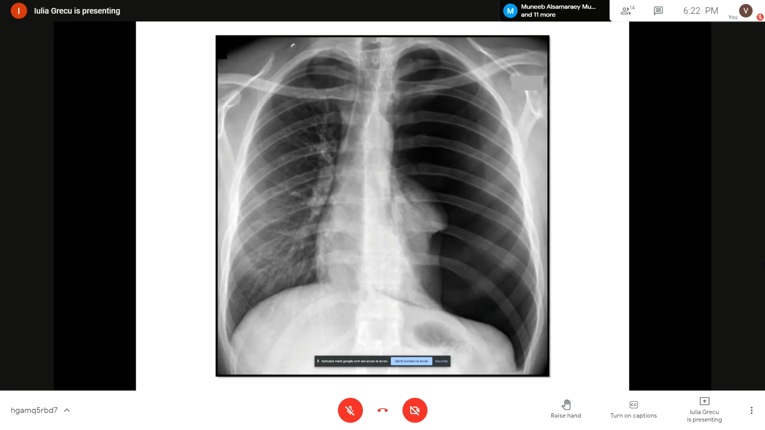On the other hand, when we see an abnormality that is much more lucent than the normal lung, a darker color than the normal aerated lung, we call this lucency, hyperlucency, or hypertransparency of the lung, and this is also pathologic.